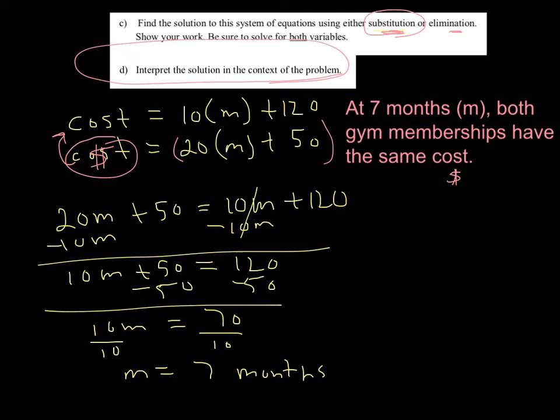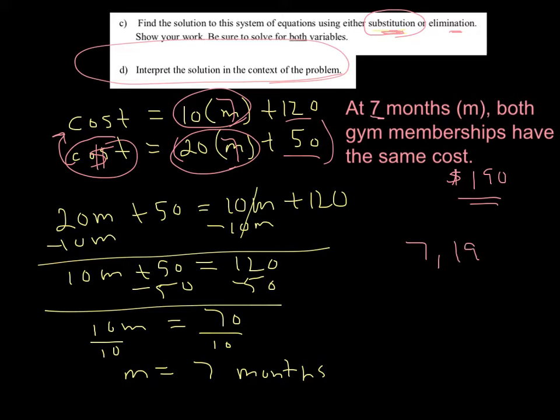Which, by the way, was $190. How did I get that? Put 7 in for both m's and evaluate it. 10 times 7 is 70 plus 120 is 190, and 20 times 7 is 140 plus 50 is 190. There you go. Now we really know that this is the correct piece. 7 months, $190. Written as an ordered pair, (7, 190). All of that is extra information, but that extra information shows me that you truly understand the problem. The final answer for interpreting is simply just this piece.